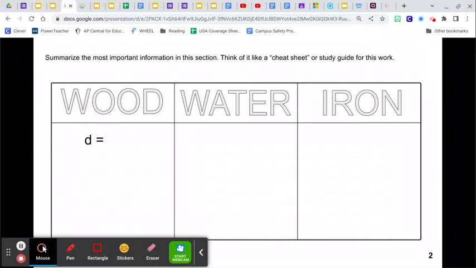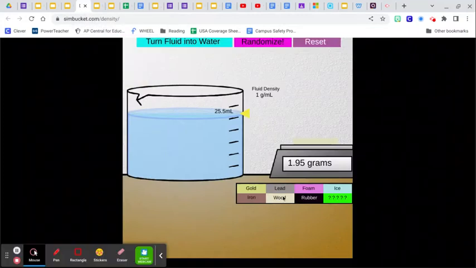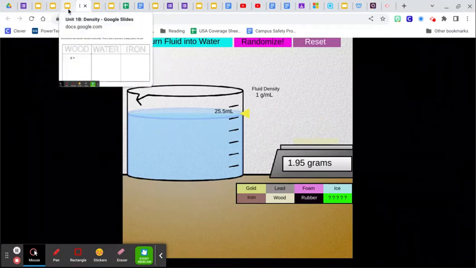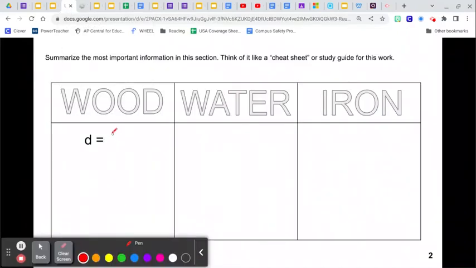First, we want to find the density of wood. To do that, we're going to use the simulation that you also used in class. If you look at the scale, you might be able to see this piece of wood. It has a weight of 1.95 grams. Since the formula for density is mass over volume, I'm going to put the 1.95 on the top of the equation.